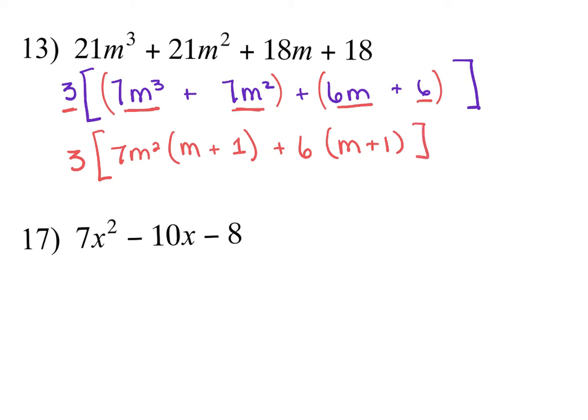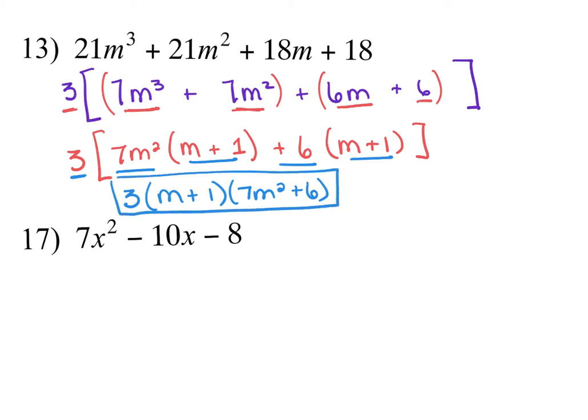And now we're ready to go to our final answer. This 3 again needs to be part of your final answer. My group that is in common is m plus 1. And what's left over is 7m squared plus 6. And then I am finished.